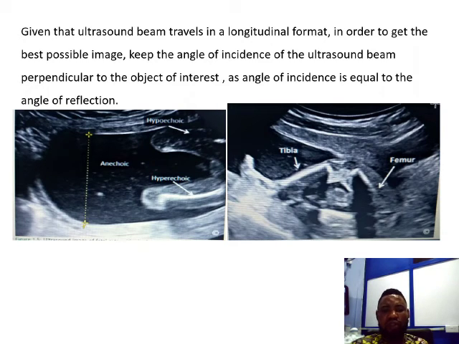You see the two images. Like we said, strong reflectors like bones are hyperechoic, and you see the tibia is a bone and the femur is also a bone. They have a hyperechoic structure, while fluid is anechoic, meaning it has a black appearance too. The two images are showing the strong reflector and the weak reflector.